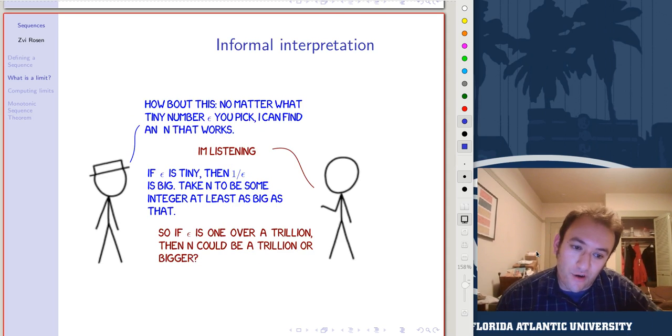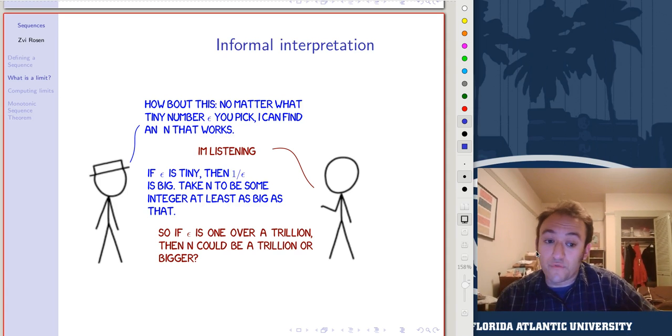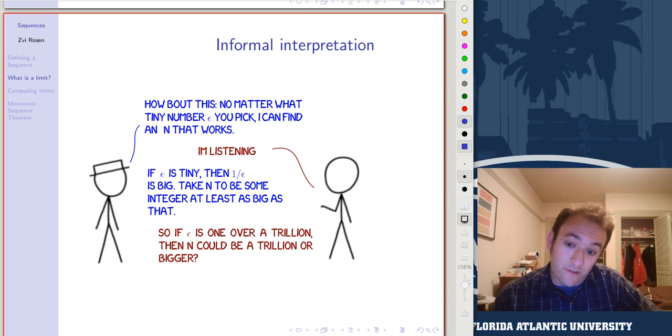Okay, so our initial mathematician replies, how about this? No matter what tiny number epsilon you pick, I can find an n that works. The skeptic replies, I'm listening. The mathematician says, if epsilon is tiny, then 1 over epsilon is big. Take n to be some integer at least as big as that. The skeptic replies, so if epsilon is 1 over a trillion, then n could be a trillion or bigger.